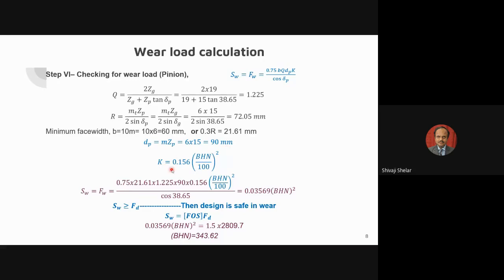Now this K factor is equal to 0.156 into BHN by 100 raised to square. So when you are using steel gears, this ratio factor can be expressed for both gears of a similar nature, steel gears. Then the load stress factor in terms of BHN is 0.156 into BHN upon 100 squared. So this is available in your Bhandari book.